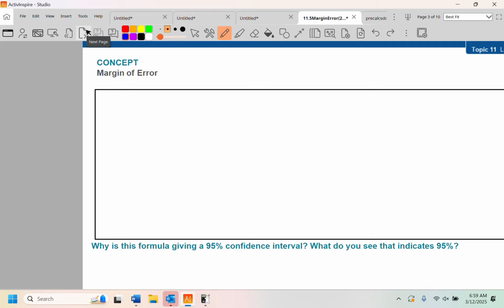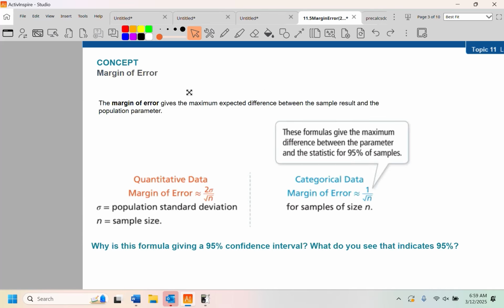All right, so here's the concepts for margin of error. There's going to be some formulas on this page. There's also a definition of margin of error. Margin of error gives the maximum expected difference between the sample result and the population parameter. And you've got some formulas here. You've got one for quantitative data. The margin of error is 2 sigmas divided by the square root of n. Now, your textbook focuses only on 95% confidence. So why is this formula giving a 95% confidence interval? And what do you see that indicates 95% confidence?